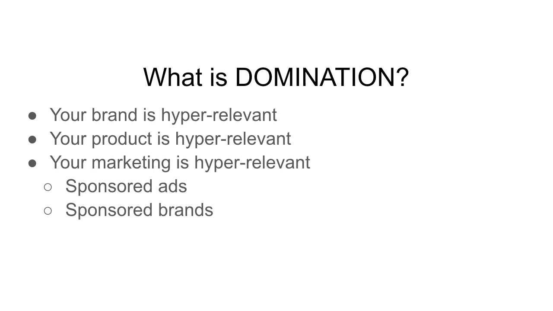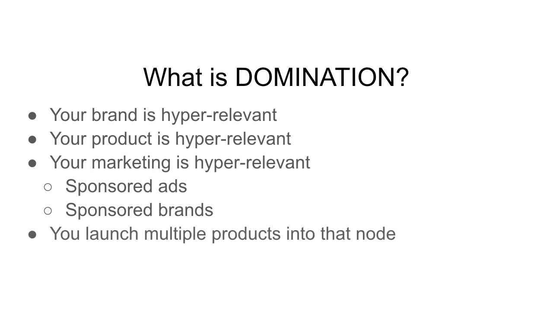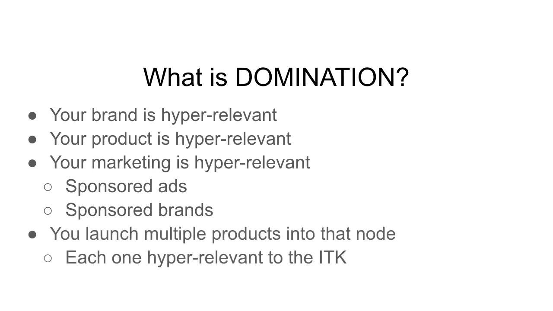And of course, that'll allow you to launch multiple products into that node, each one with a hyper relevant ITK as the centerpiece, as the focal point. And when you do that, each one will start to appear on page 1. Now, when you do that, you start to dominate because you're going to have your product appear over and over again. Product A, product B, product C, right down the list on page 1, because all of your products are found by the algorithm to be hyper relevant. They're served up organically higher than the other products that are in that particular node.